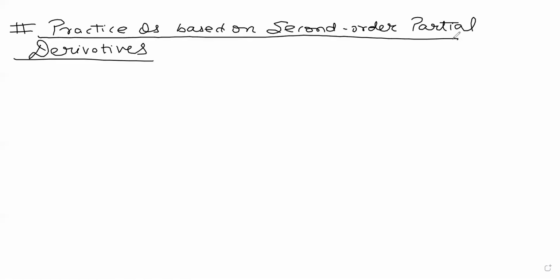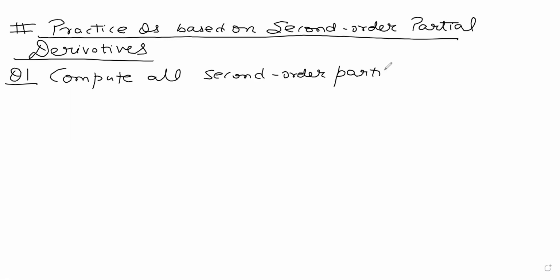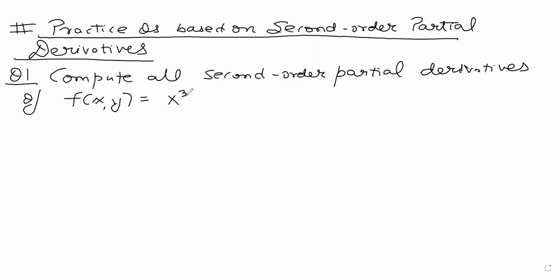So let's look at these questions. Question 1. Compute all second order partial derivatives of the function f of xy equals x cube y plus x square y square plus x plus y square. I have taken the same function which we have taken before in our lecture. Okay, so let's find all the second order partial derivatives as follows.